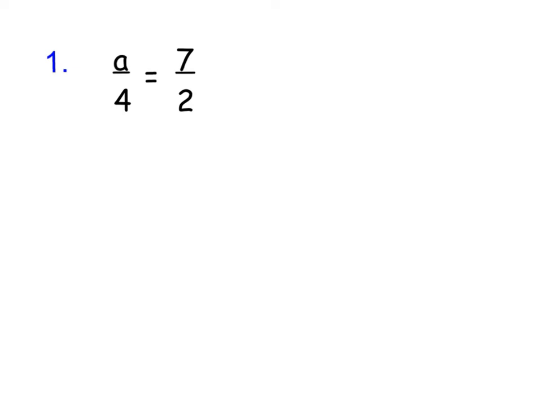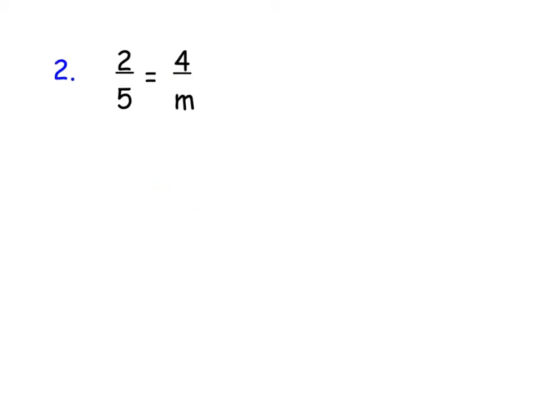So my first example here is a over 4 equals 7 over 2. Now I know some people look at this and say, well, you just need to deal with the divide by 4 by timesing the other side by 4, but for the sake of the process, we're going to fully cross multiply here. So we're going to do a times 2, which is 2a, equals 4 times 7, which is 28. So we've got 2a equals 28, so a is 28 divided by 2, which is 14. Okay, so that's all we have to do there for that one.